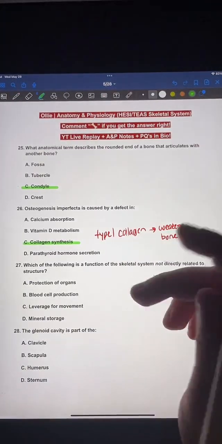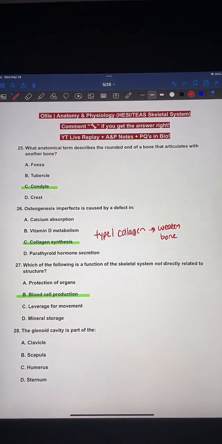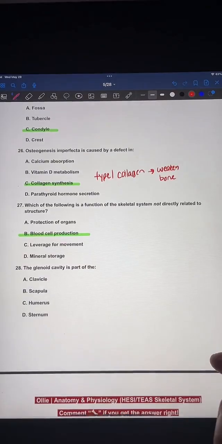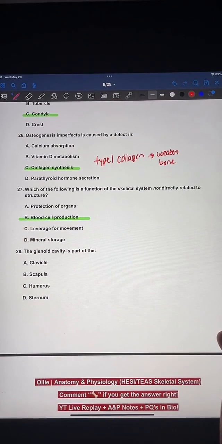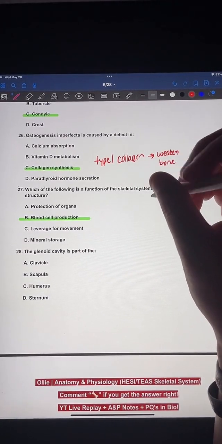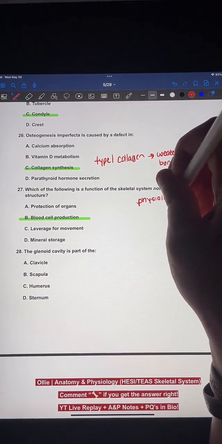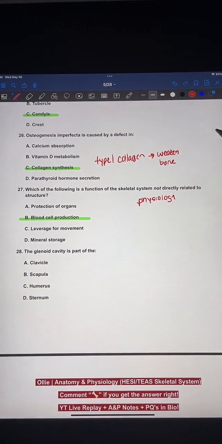The answer is our blood cell production. So hematopoiesis is in the red marrow. It's a physiological function, so it's not a structural function. We're referring to something not directly related to structure, but to some sort of process or physiology, not anatomy. The structure of a bone is its anatomy. Hematopoiesis is a physiological process in our red bone marrow. That is why it's not directly related to structure.